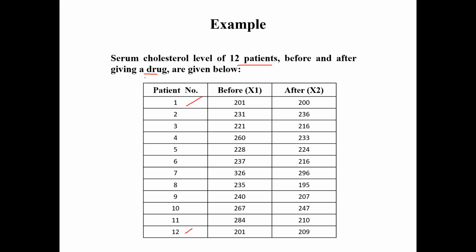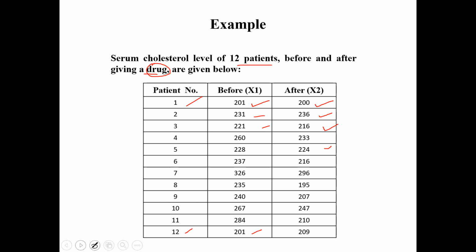Before giving the drug, we measure the actual serum cholesterol level at baseline. So we have baseline data before giving the drug for each of the 12 patients. Then we give this drug to all 12 patients. After that, we measure the serum cholesterol level again, and we get this difference. So this is the question. If we have this kind of data set, we need to apply the paired t-test.